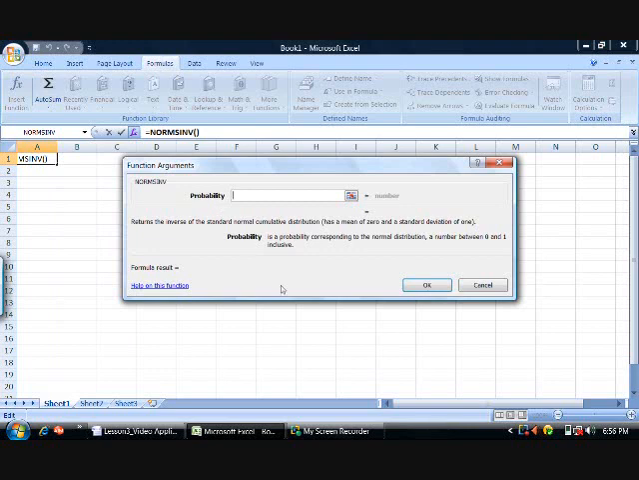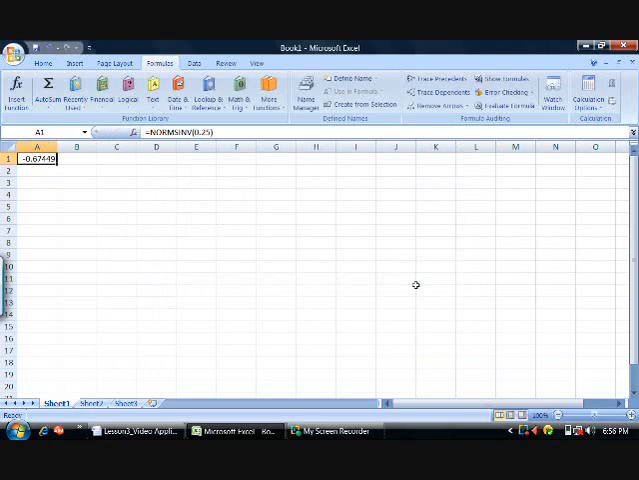So you give it the probability 0.25. Do not put 25 in there. You'll get an error message. 0.25. Okay. That gives me a z value of minus 0.67449. That tells me that 25% of z's are less than minus 0.675. I have to convert that back into an x though.